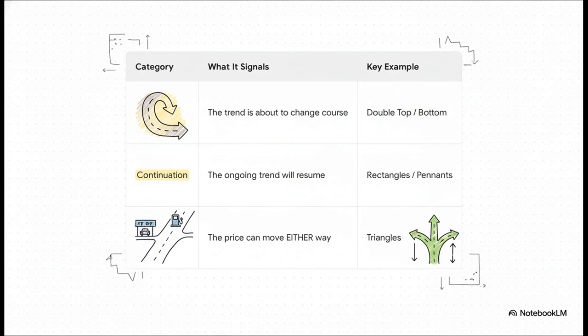Okay, so let's just pull it all together real quick. We have reversal patterns, which signal a U-turn. We have continuation patterns, which signal a pit stop. And we have bilateral patterns, which signal a fork in the road. Three simple categories to help you read the story of the market.